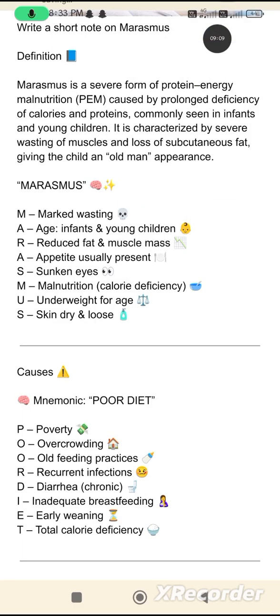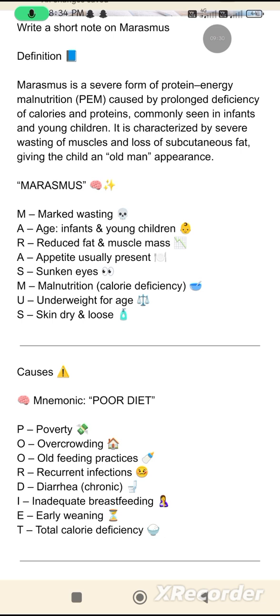Short note on marasmus: you can learn marasmus definition by the word marasmus. Marked wasting, age infant and young children, reduced fat and muscle mass, appetite usually present, sunken eyes, malnutrition, underweight for age, skin dry and loose.